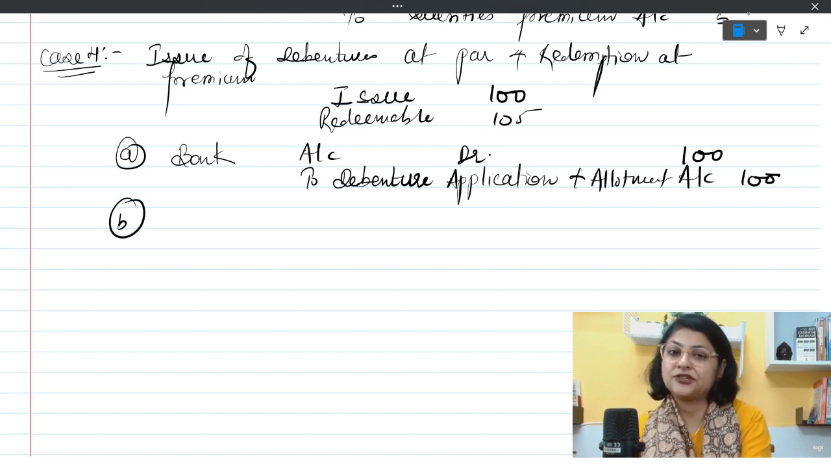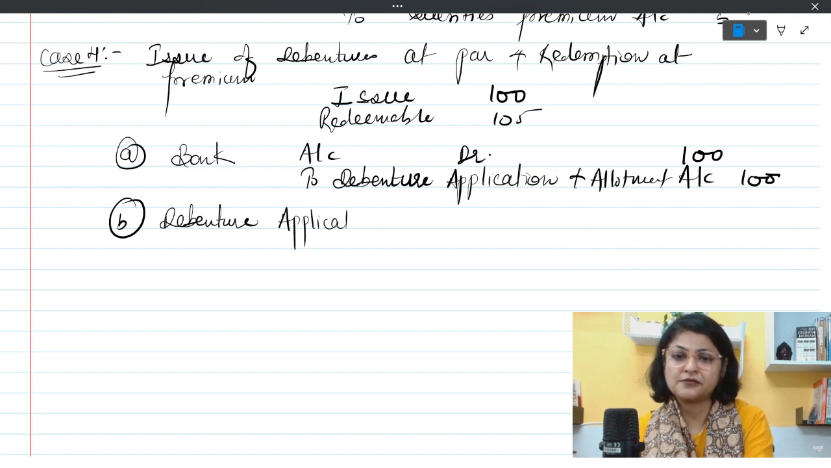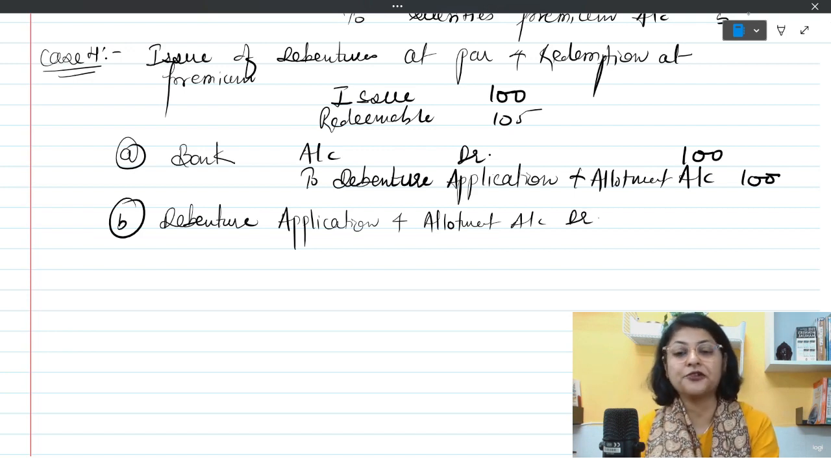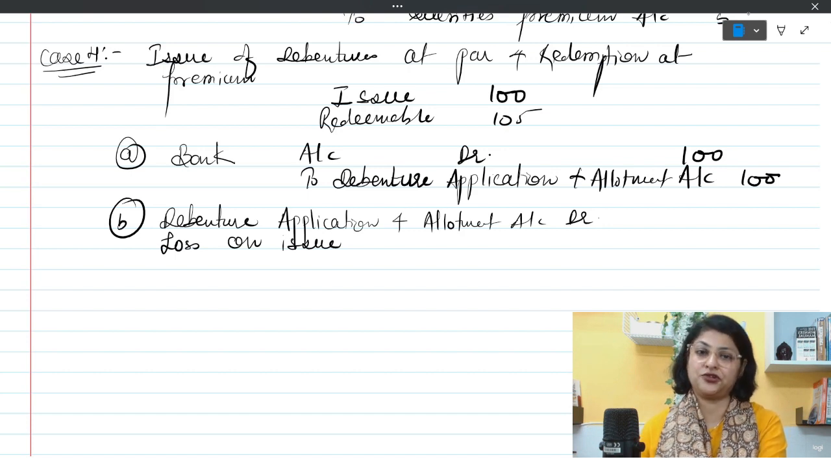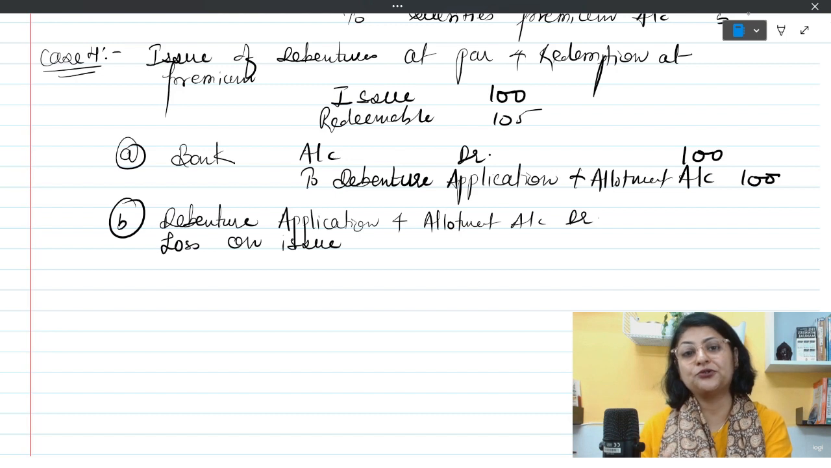In the second entry we will have to book for the losses, so debenture application and allotment account will be debited. One specific account will be opened over here, which is called loss on issue of debenture. Loss on issue of debenture account has to be opened over here. Remember that you will not open discount on issue of debenture account.